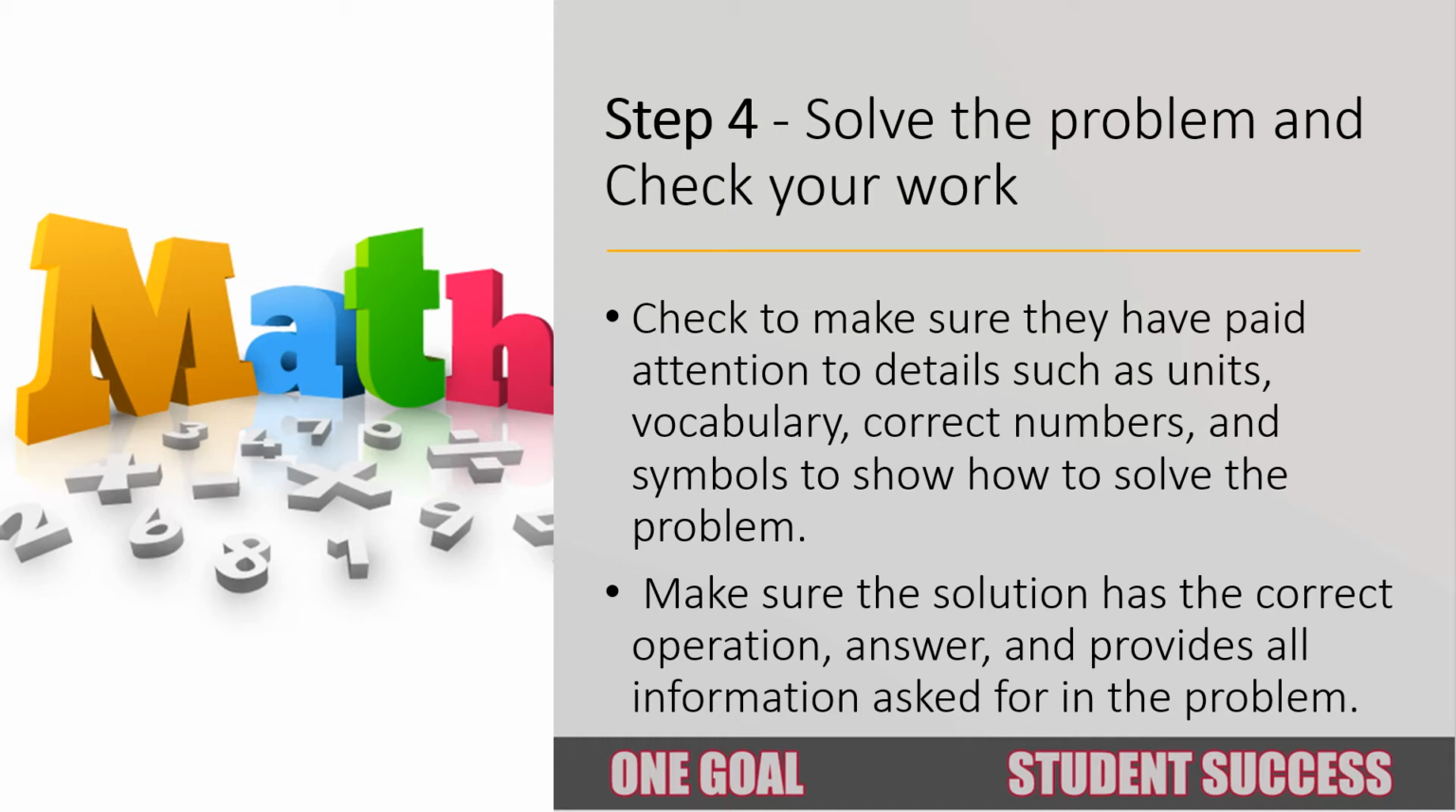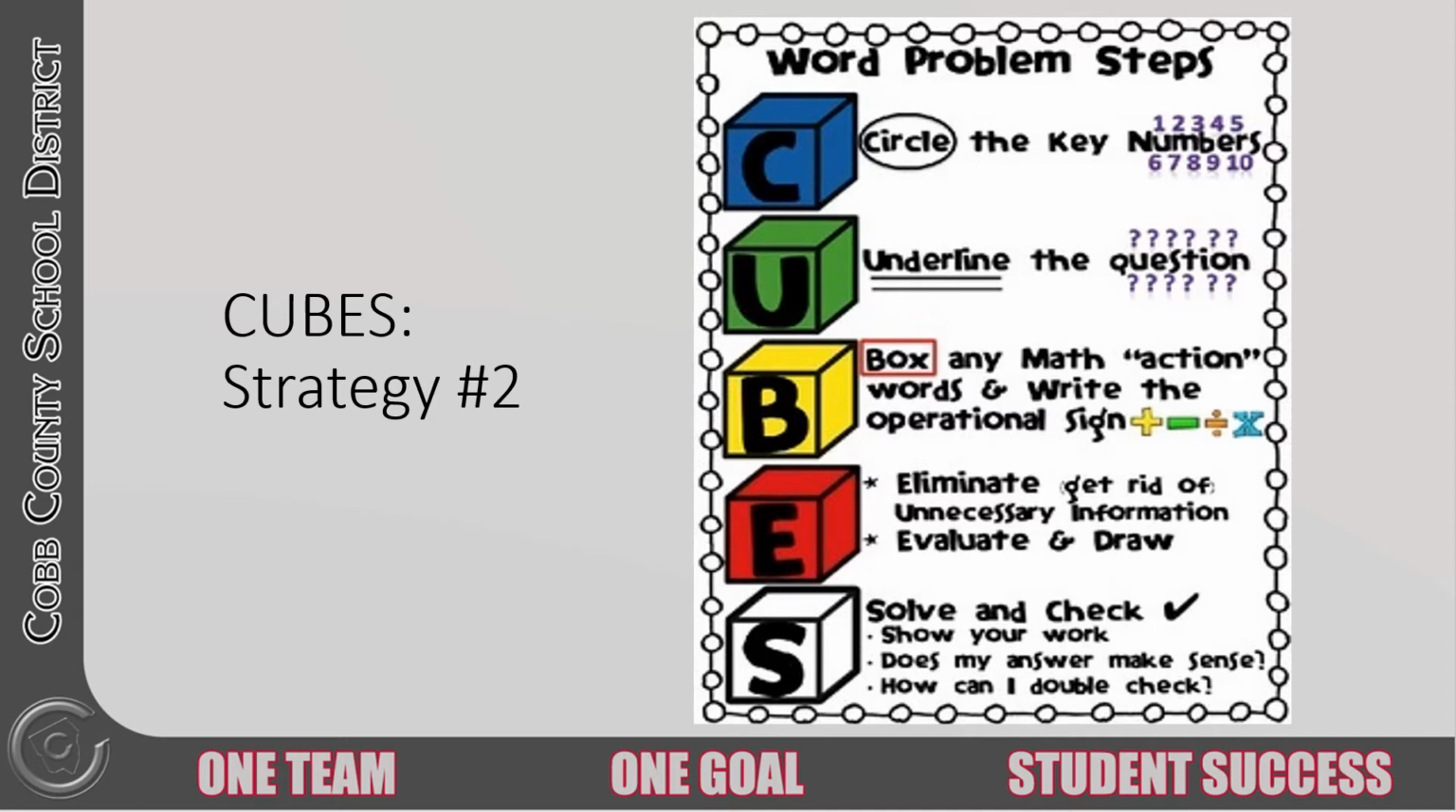Strategy number 2 is the cube strategy. The cube strategy gives a mnemonic device for the student to help in word problem solving. C. Circle the key numbers. The U stands for underline the question. B. Box any math action words and write the operational sign. E. Eliminate or get rid of unnecessary information. Evaluate and draw.